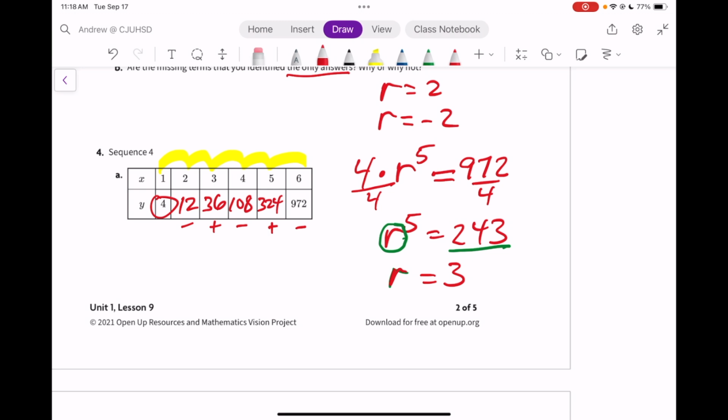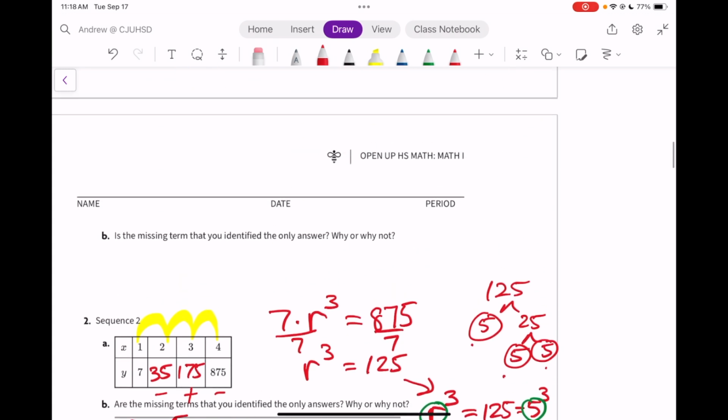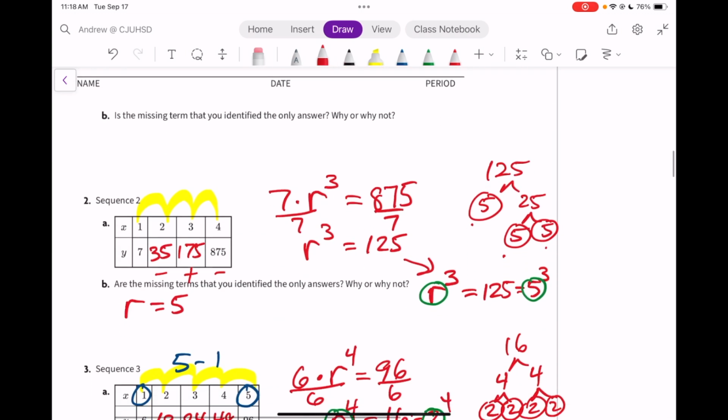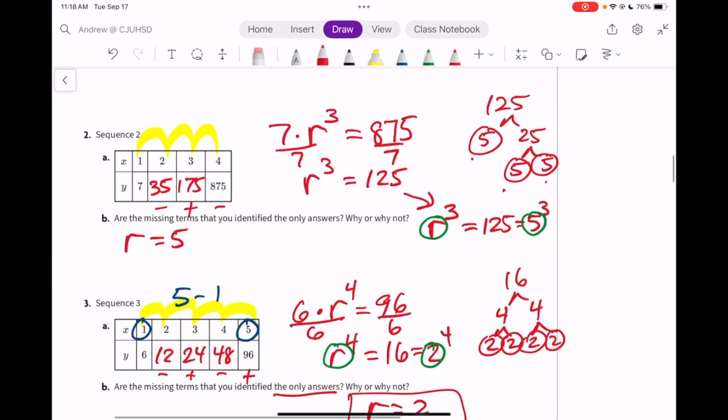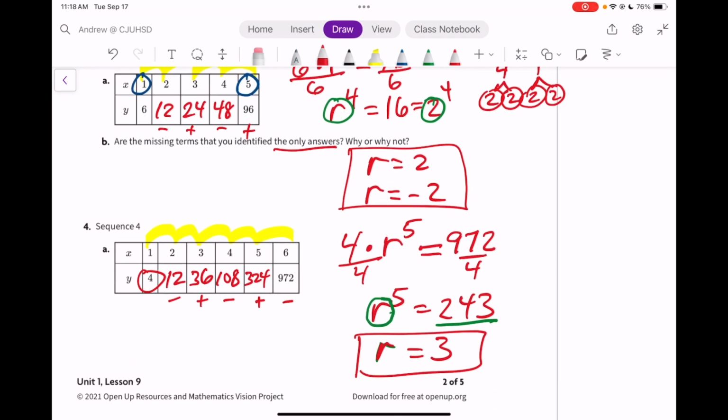So when do you have one answer, and when do you have two? Well, if you notice the pattern, when we're taking r to an even power, we get 2 answers. But when we take r to an odd power, like 3 or like 5, we only get 1 answer.